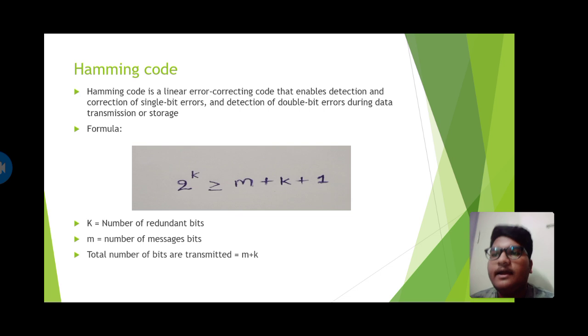Hamming code. Let us come to Hamming code. Hamming code is one process of error correction of codes. Hamming code is a linear error correction code that enables detection and correction of single bit errors and detection of double bit errors during data transmission or storage. The formula for Hamming code is 2 power k greater than or equal to m plus k plus 1, where k is equal to the number of parity bits, m is equal to the number of message bits, and the total number of bits transmitted is equal to m plus k.